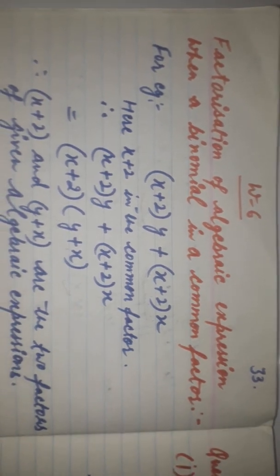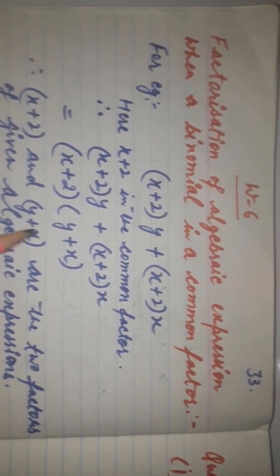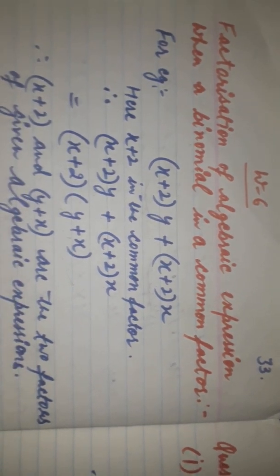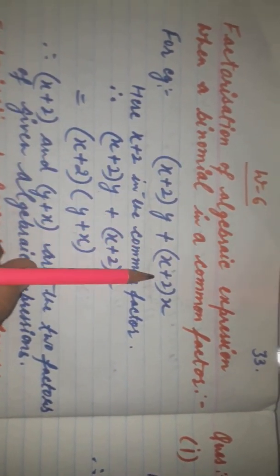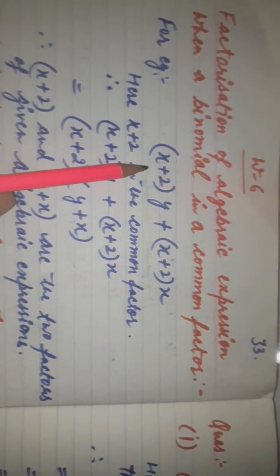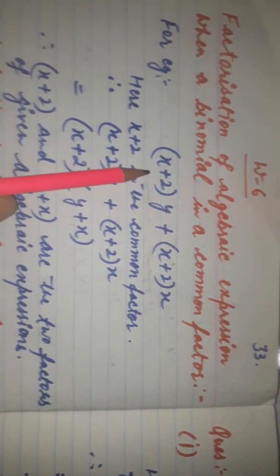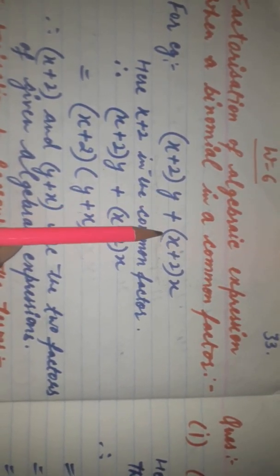Hello students, today we are going to discuss worksheet 6, that is factorization of algebraic expression when a binomial is common factor. In this case, for an example, there is given x plus 2 into y plus x plus 2 into x. There are two terms. In a product there is only one term, but the sign of plus or minus separates the terms. So there are two terms, one is this one and the second one is this one. The highest common factor in these two terms is x plus 2.